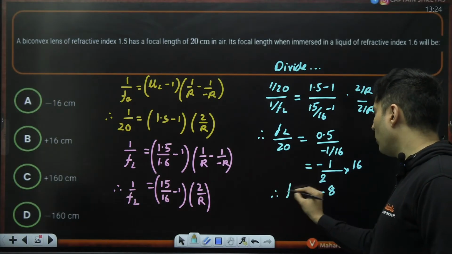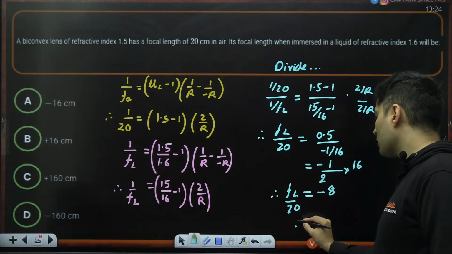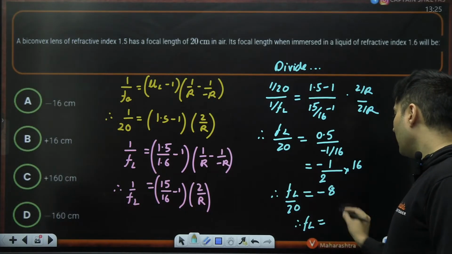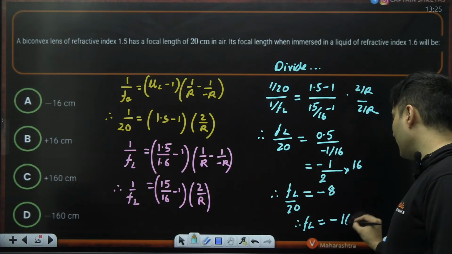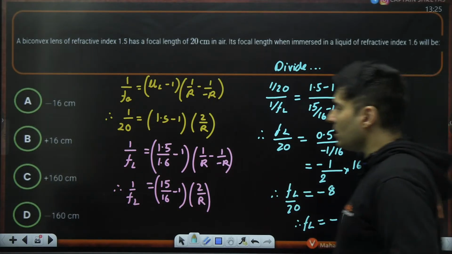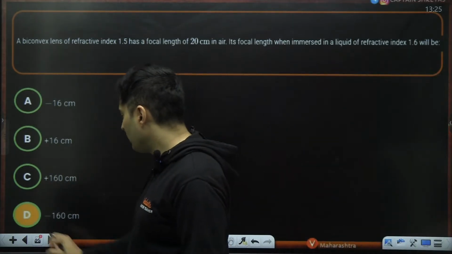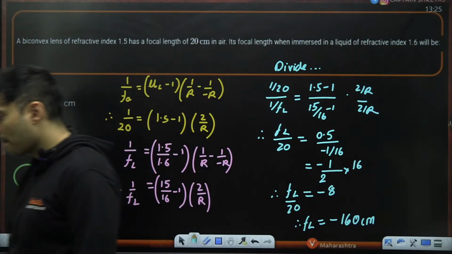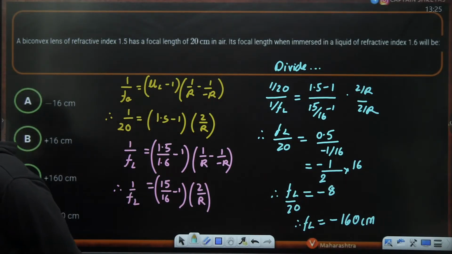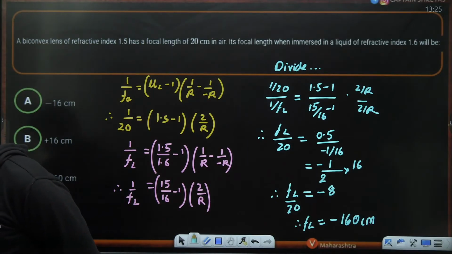So that will be focal length by 20. Therefore, focal length will be 8 into 2, 16. So minus 160 centimeters. Minus 160 centimeters, which is D option. Yep, it is D option. Very good. Excellent, guys. Some of you got it. Proud of all of you.